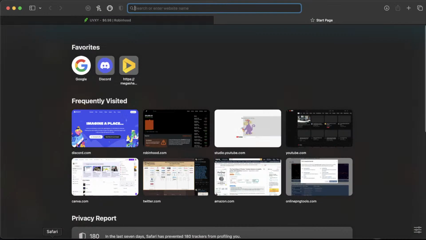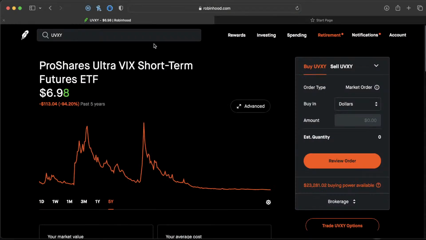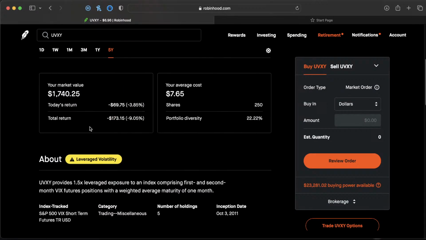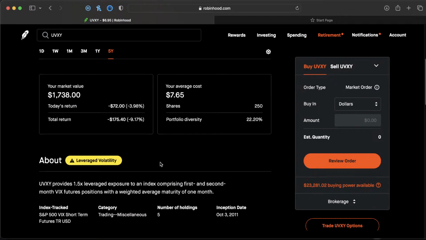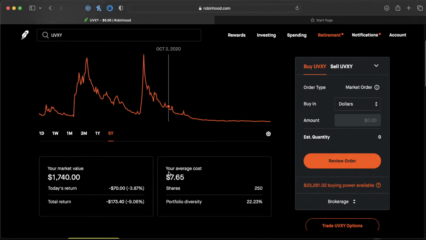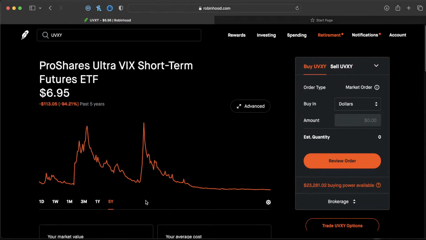All right. I bought these shares at how much a piece? $7.65. So I'm down $200. But again, this is very cyclical. It'll go back up eventually. The problem with UVXI, though, is that it's 1.5 leverage. So since it has that leverage, it's going to lose time value, which won't be great, but we'll see.